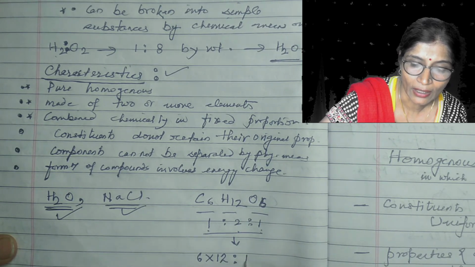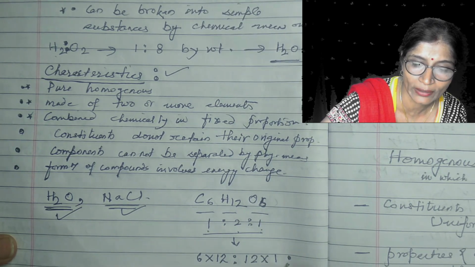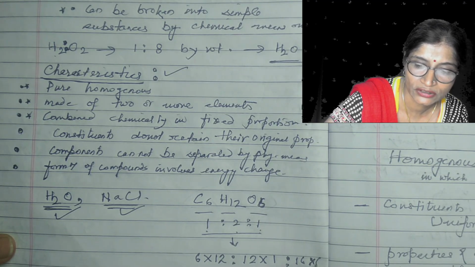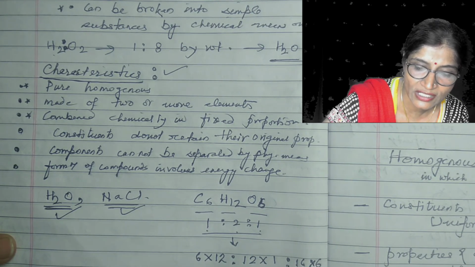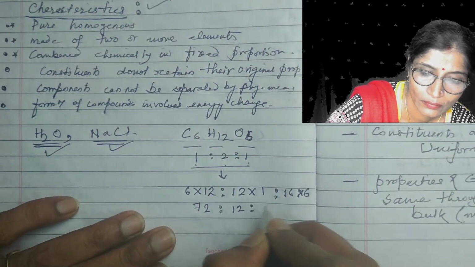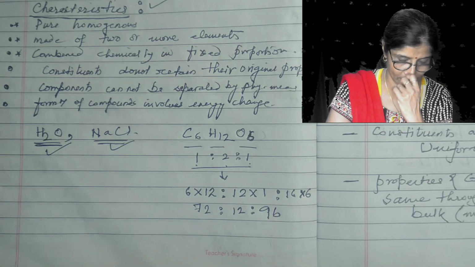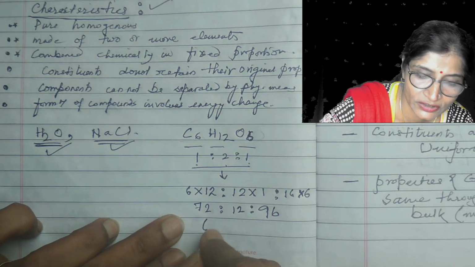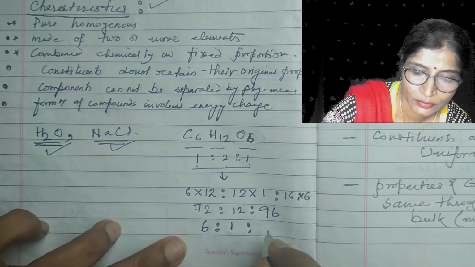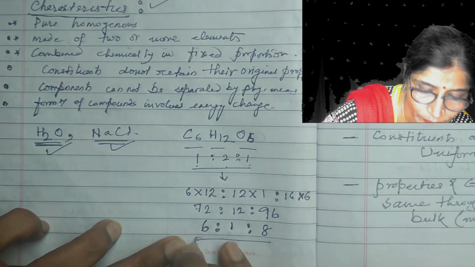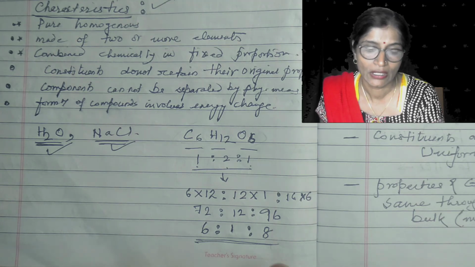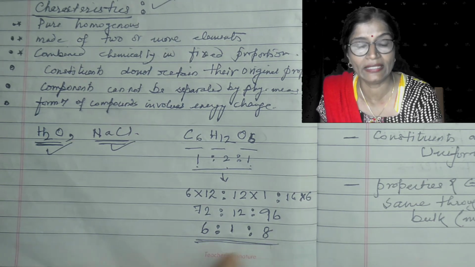12 gram, hydrogen 12 atoms, 12 into 1, and oxygen is 16 into 6. So the ratio is what? 72 is to 12 is to 96. That is 6 is to 1 is to 8. So 6 parts by weight of carbon combined with 1 part by weight of hydrogen and 8 parts by weight of oxygen, then that will form a glucose molecule.